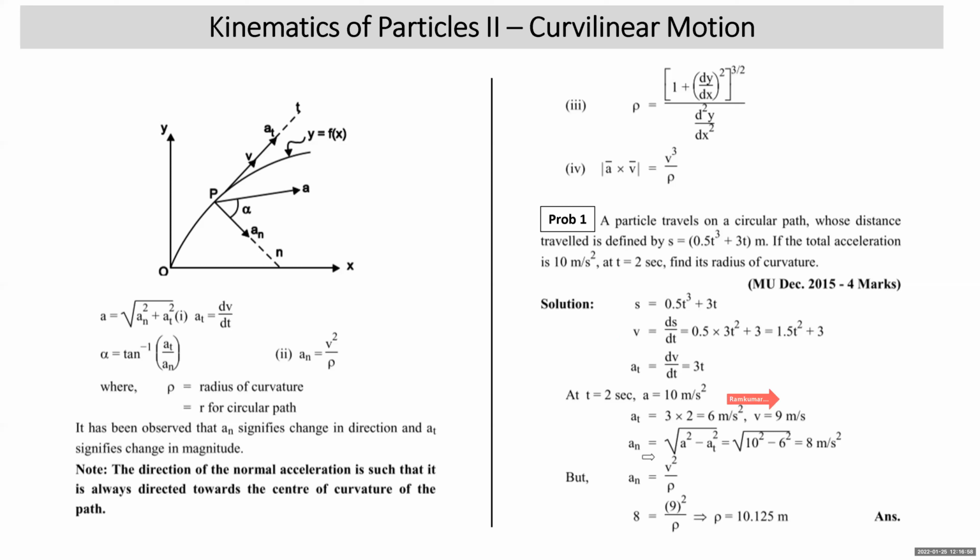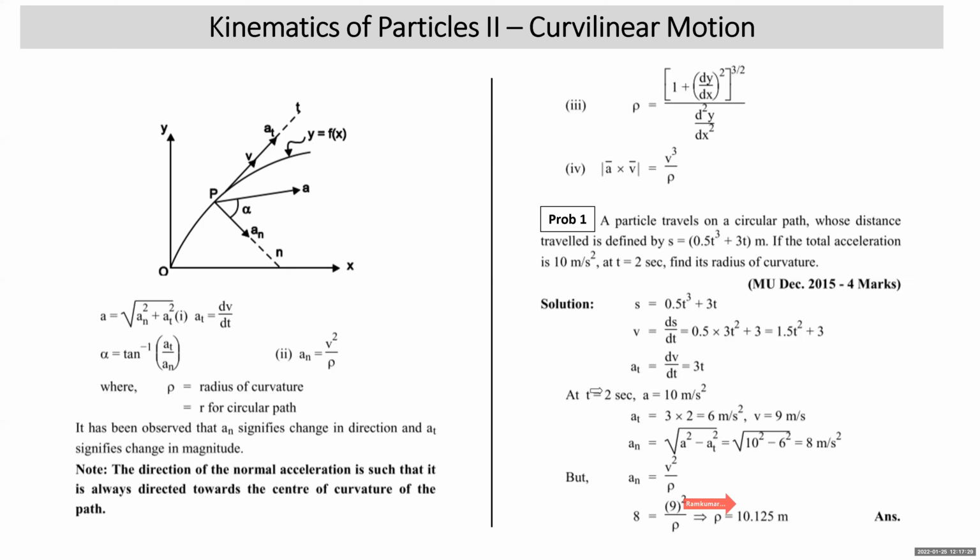Then normal acceleration can be arrived at, as total acceleration is given and tangential acceleration is known. So an is going to be the square root of a square minus at square. A is the total acceleration, given as 10. Tangential acceleration you have arrived at as 6. So 10 square minus 6 square gives 8. Normal acceleration is v square upon rho. We substitute the normal acceleration, velocity is known to you as 9, and rho is the radius of curvature. That's what is asked.